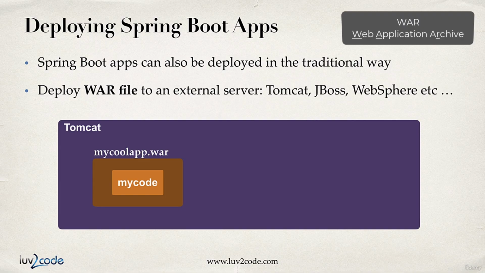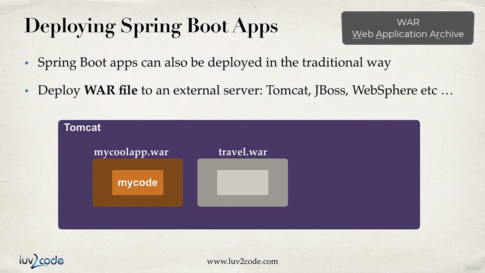So that piece is fine. And then also on that Tomcat server, there may be other project teams that are deploying their apps in the traditional way too. So you can have the travel team deploying their travel WAR, the e-commerce group or the shopping group deploying their WAR. So you can take your Spring Boot app and you can also deploy it as a WAR file to a traditional server like you did in the past.